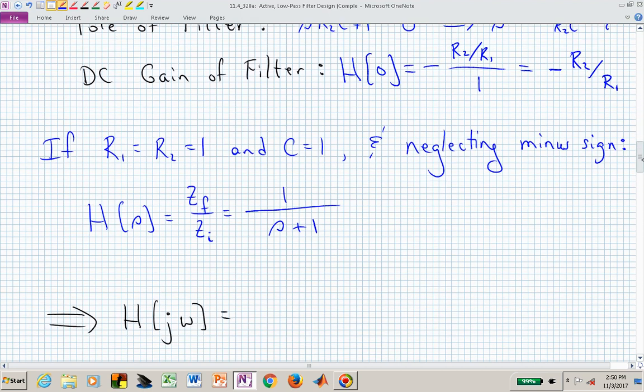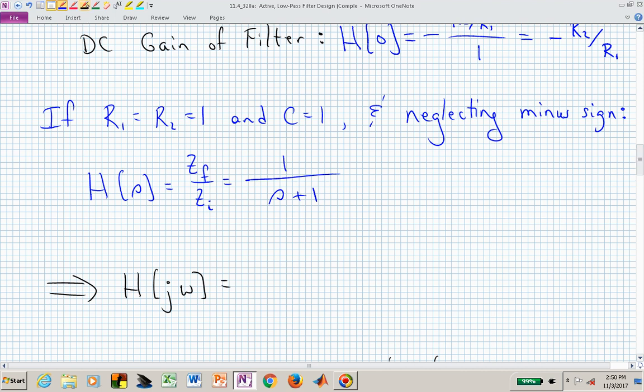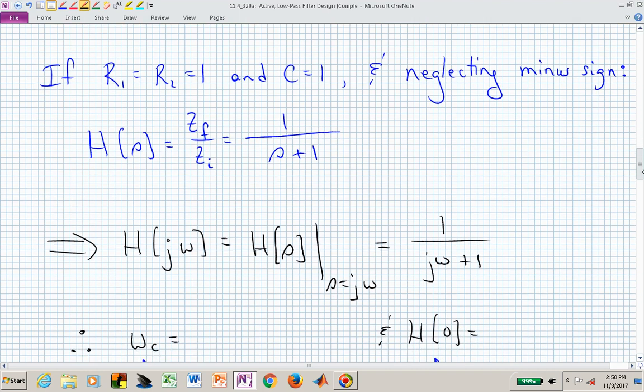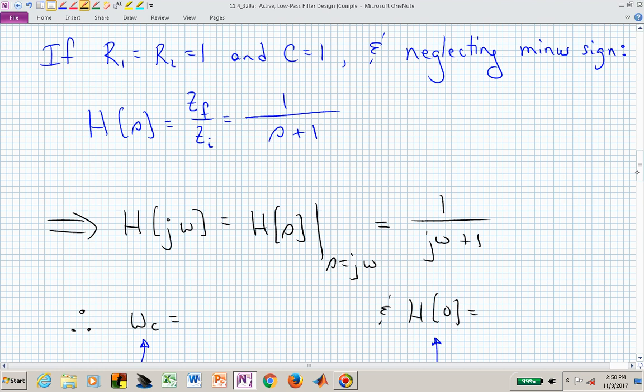If that's our transfer function, what's H of j omega? Well, that's simply evaluating s on the imaginary axis, or replacing s everywhere, and in this case there's just one s, with j omega, and we now have 1 over j omega plus 1. What we want to do now is examine that as a function of frequency, both the magnitude and the phase, and you should already be seeing that mental image of what's happening.